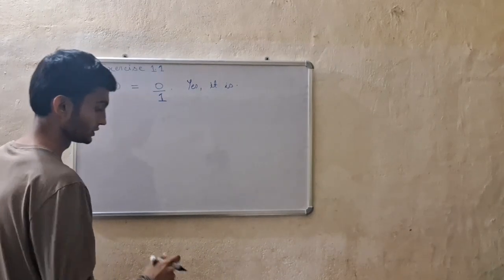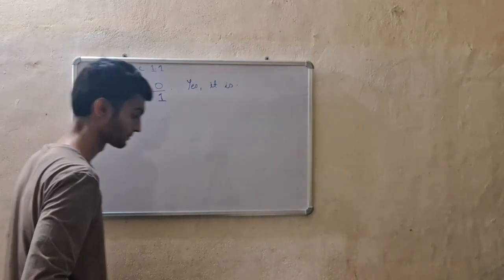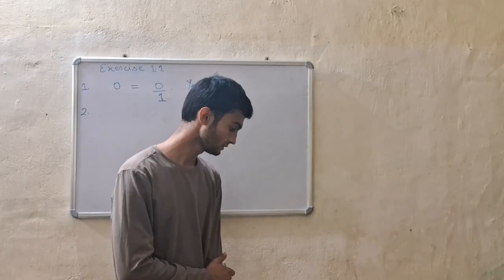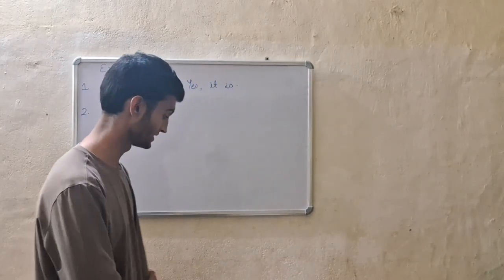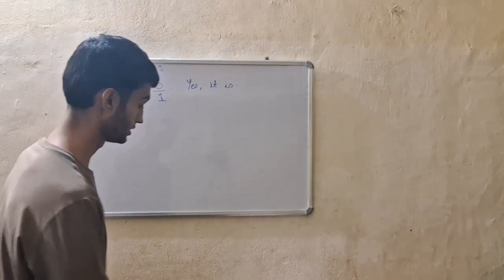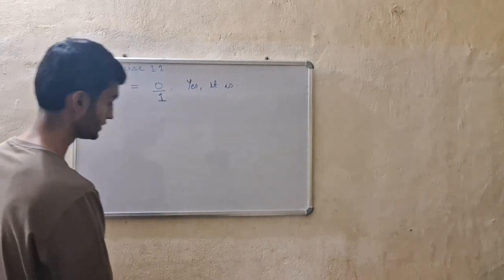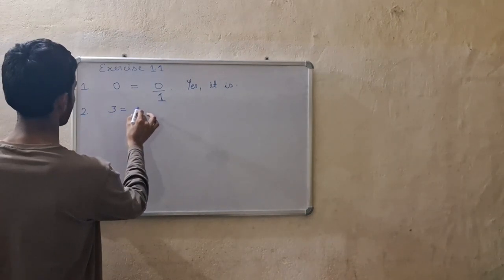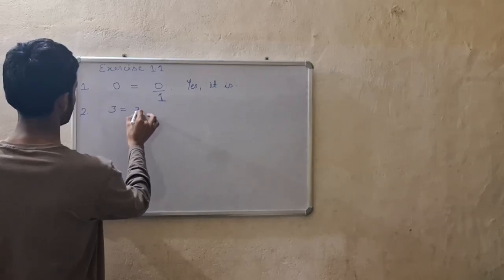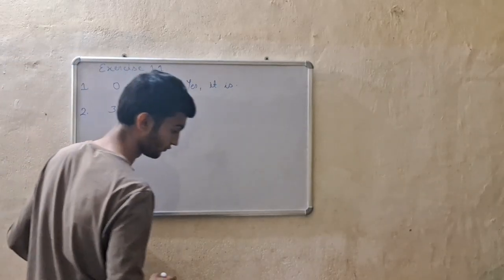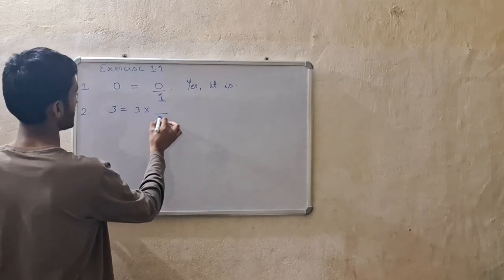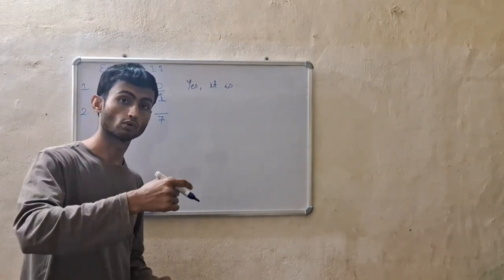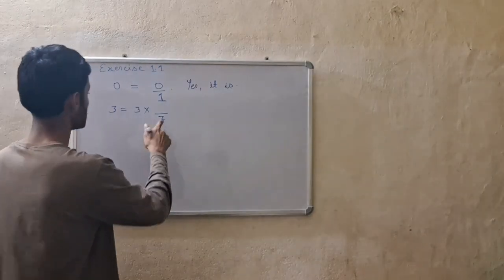Moving on to the next question, it says find 6 rational numbers between 3 and 4. The same question which we just did in the second example. So between 3 and 4, how will you find that? Just write 3 as a fraction. It says to find 6 rational numbers, so you will write the denominator as 7, which is 6 plus 1 more. So it becomes 7 upon 7.